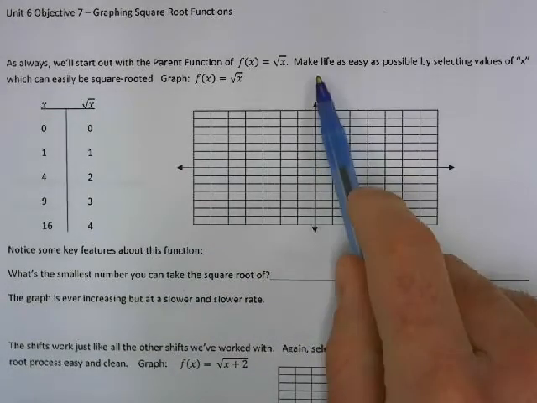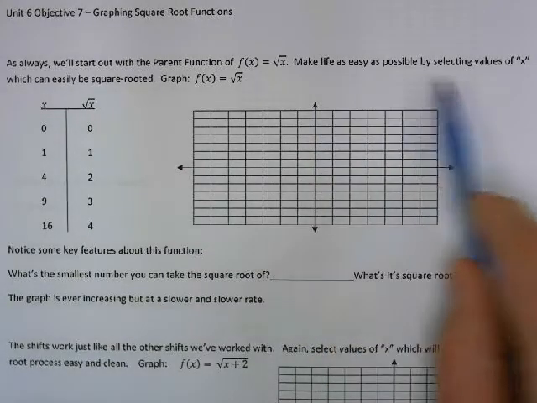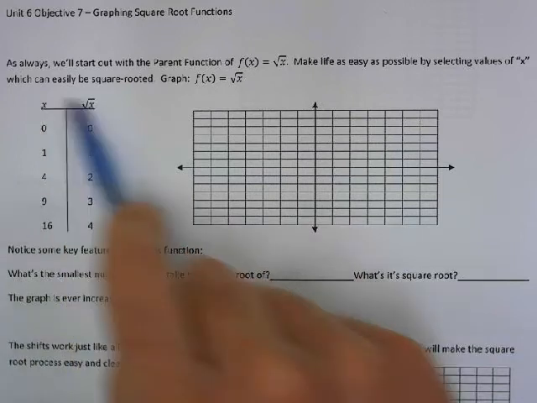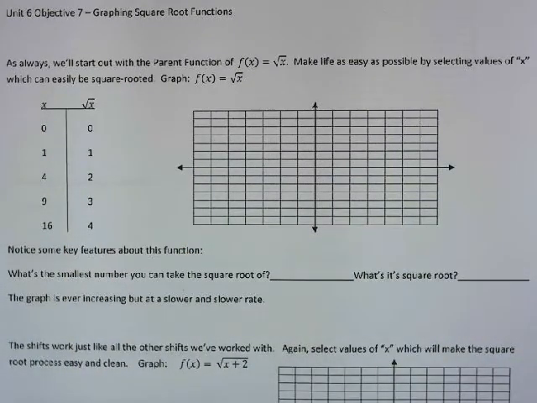Now, like it says here, make life as easy as possible by selecting values of x which can easily be square rooted. In other words, we're kind of jumping ahead a little bit. If we're going to graph this thing, well, what does it look like? Well, we don't know yet. Okay, so then how do we graph something if we don't know what it looks like? Well, we can plug in points. We can plug in numbers, right? Stick in stuff for x and then solve for y.